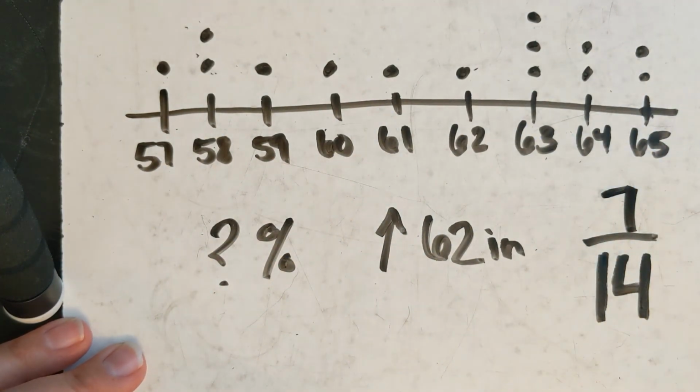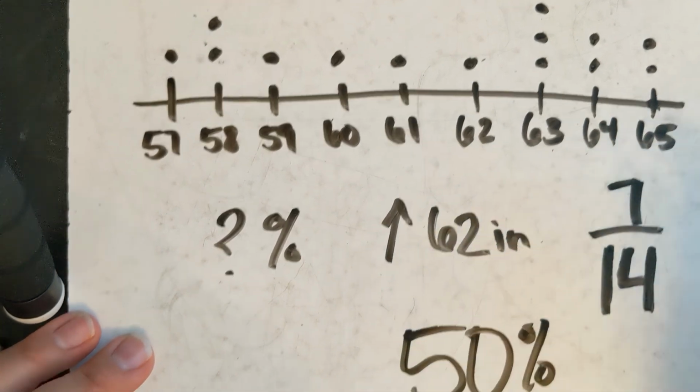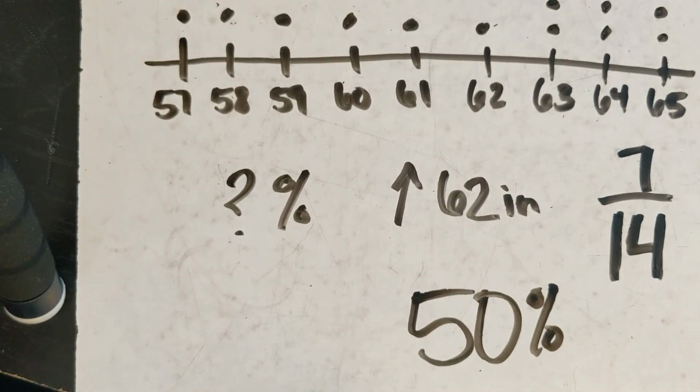Because I know my number families so well, I know that 7 is half of 14, and half of anything is 50%. So I don't even have to do anything there, just use my number sense. 7 is half of 14, so 50% are taller than 62. Awesome.